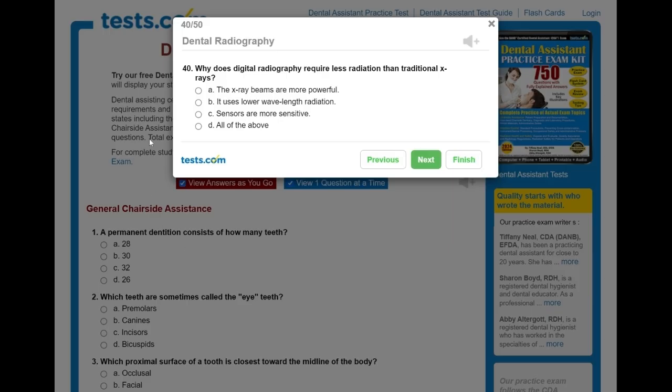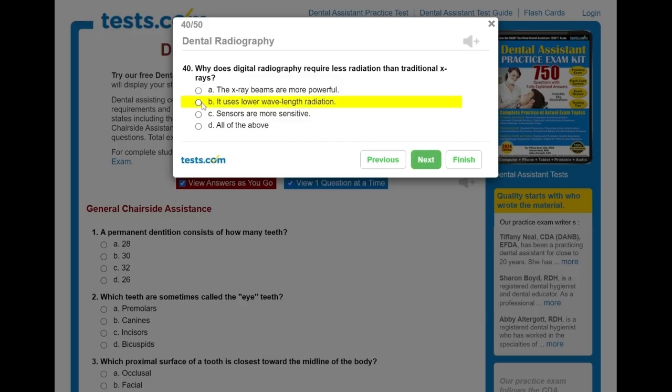Question 40. Why does digital radiography require less radiation than traditional X-rays? A. The X-ray beams are more powerful. B. It uses lower wavelength radiation. C. Sensors are more sensitive. D. All of the above.